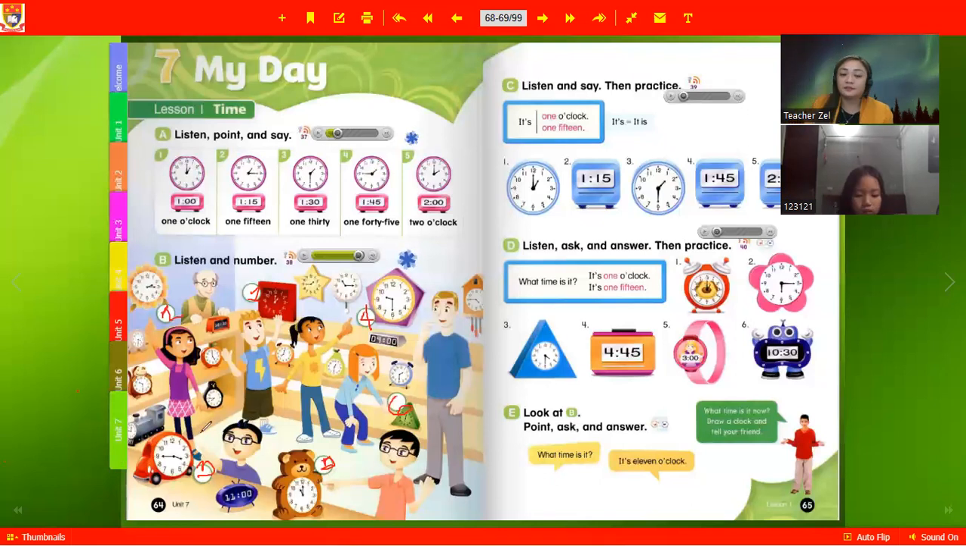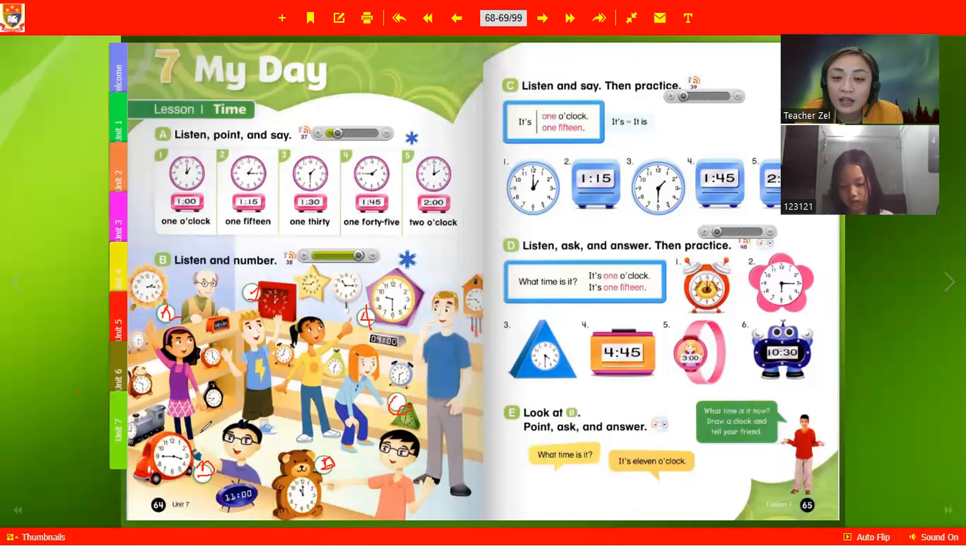And the time is? It's 3:40. Okay, it is 3:45. Yes, it is 3:45. Okay, how about clock number 4? What time is it, Bella? It is 9:30. Yes, very good. The clock number four is 9:30.